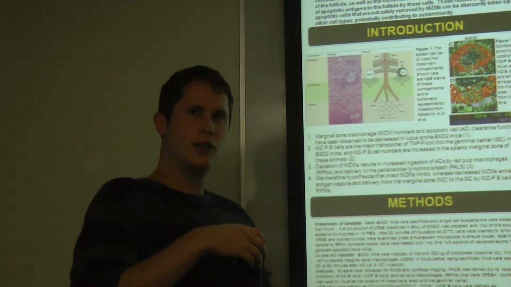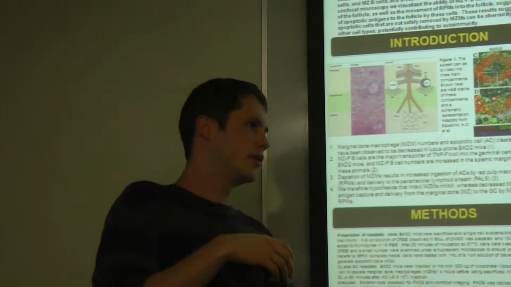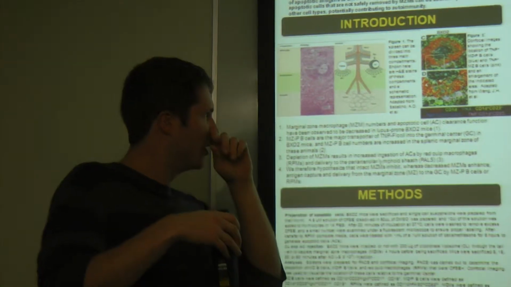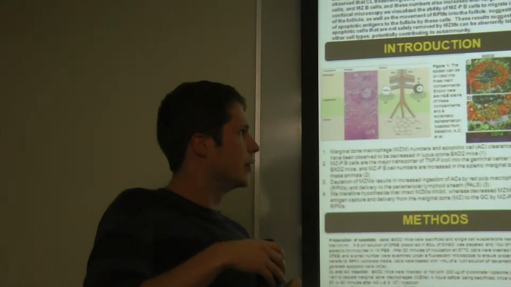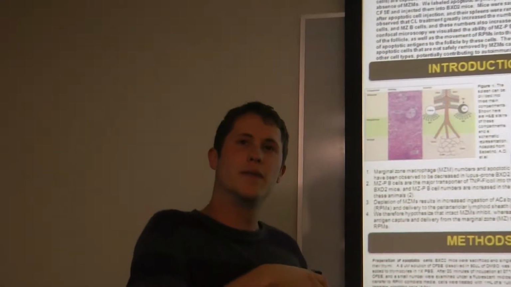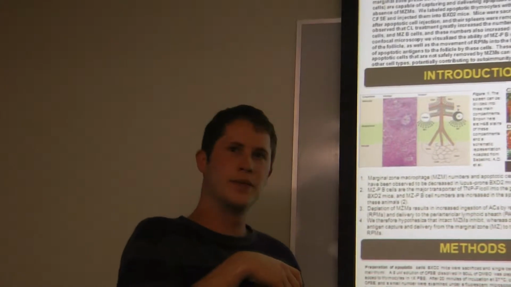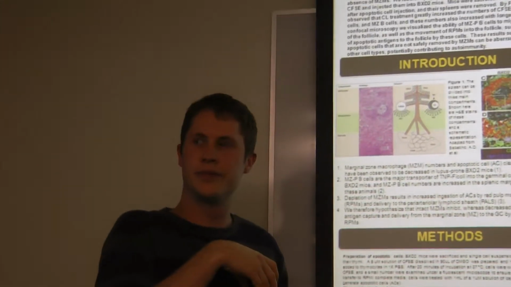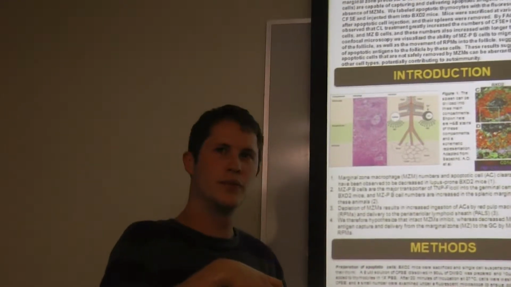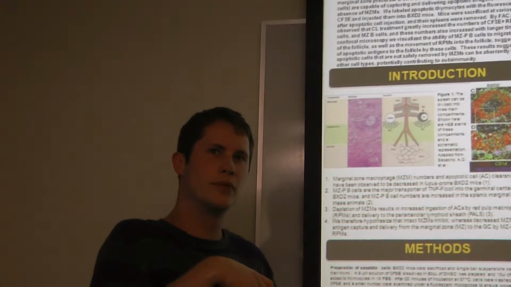The clodronate. Clodronate is the toxin. It interferes with the ATP in the mitochondrial respiration, so it interferes with the energy metabolism of the macrophage.